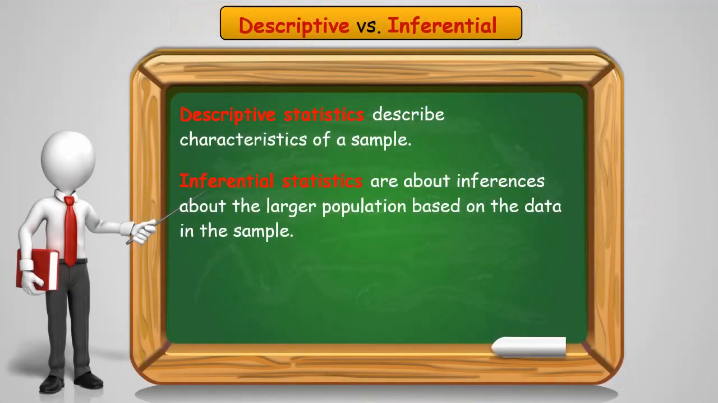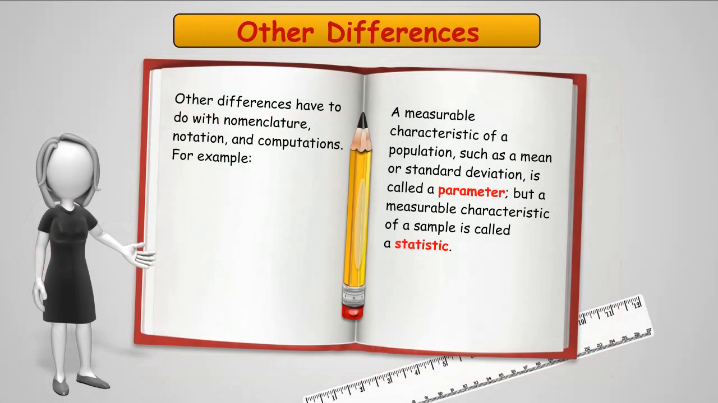So your sample size or population choice provides what's available to you in terms of statistics. Descriptive statistics describe the characteristics of a sample. Inferential statistics are inferences about the population based on the sample. A few other nomenclature differences have to do with a parameter versus a statistic. When you're dealing with a piece of information, a characteristic of a population, which is the entire group, such as the standard deviation, the average, minimum, maximum, that's a parameter. But a measurable characteristic of the sample is called a statistic.